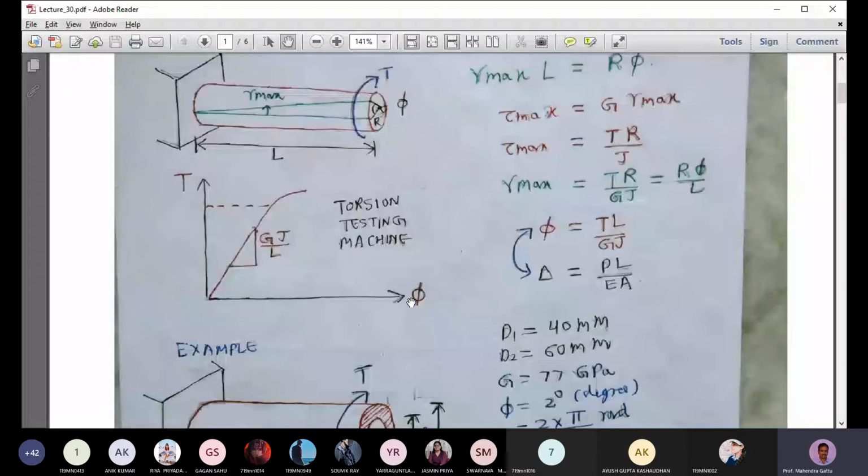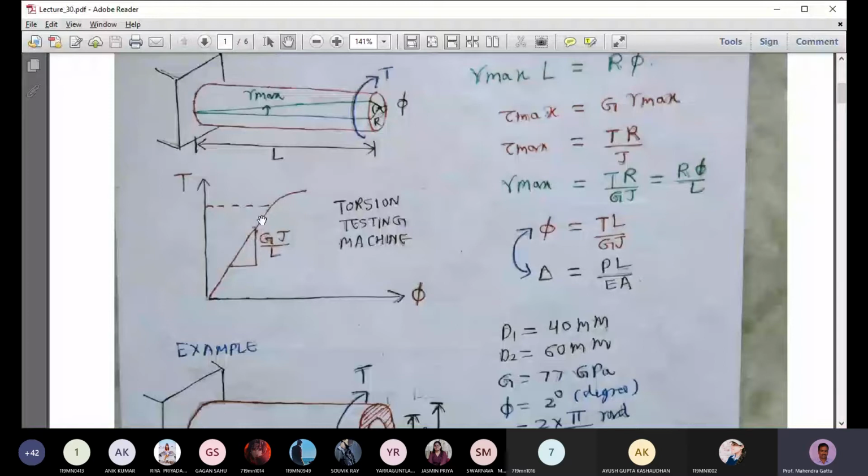As you keep applying the torque, the twist will be produced, and there is a linear increase up to a certain point. After that, plastic deformation happens, and you get some loss of stiffness. But we are only dealing with the elastic case, before plastic deformation occurs.